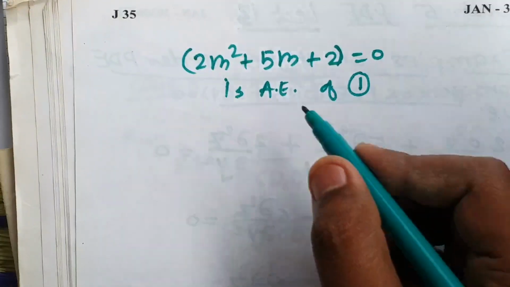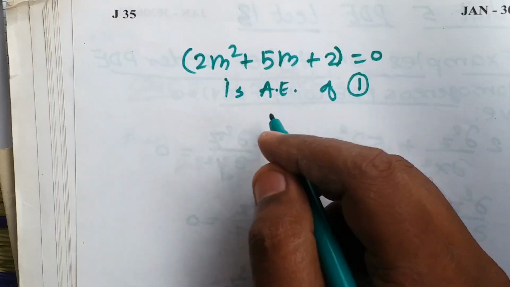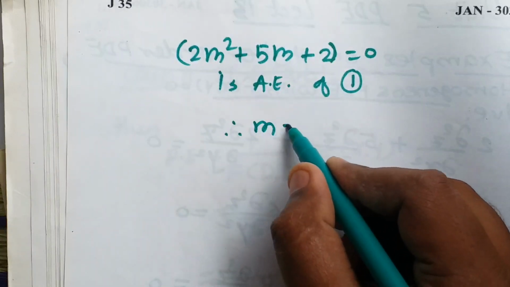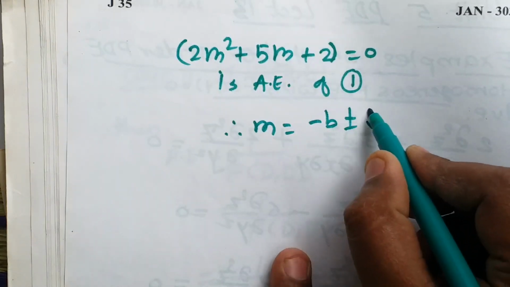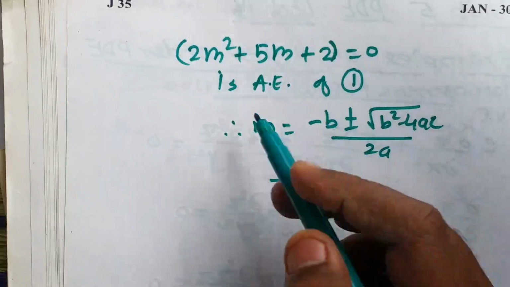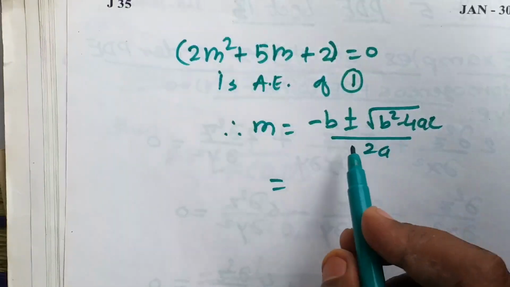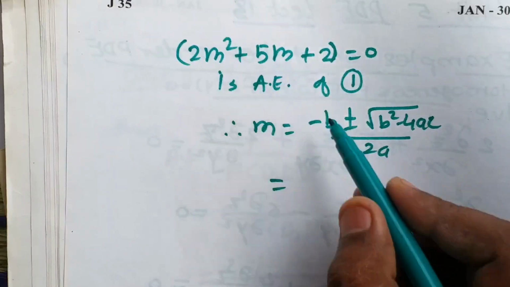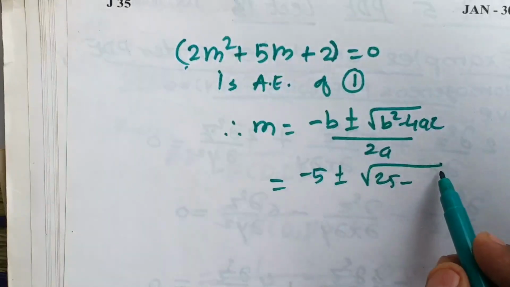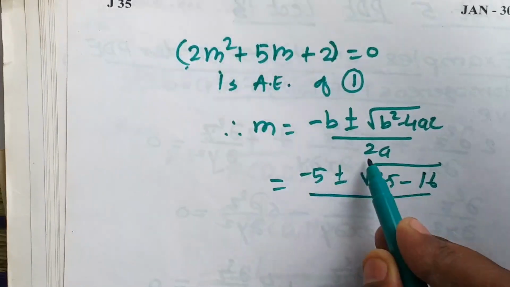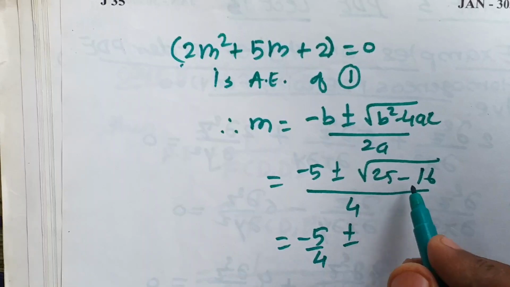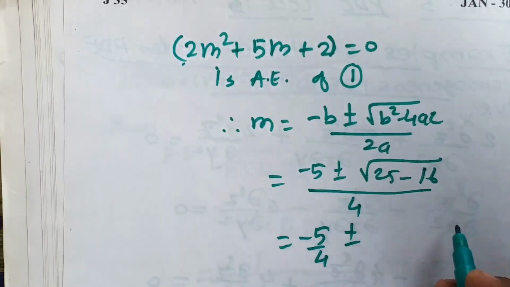Now find its roots. Depending upon the roots, we will write its complementary function, that is the final solution. For this second degree polynomial, the roots can be determined by the formula minus b plus minus square root of b square minus 4ac divided by 2a, where a, b, c are the coefficients of m square, m and the constant term. So minus b, the coefficient of m, is minus 5, plus minus square root of 25 minus 4ac, where a is 2 and c is 2, so 4 into 4 is 16, divided by 2a, that is 4. So it will be minus 5 by 4 plus minus square root of 25 minus 16, which is 9, and the square root of 9 is 3, so 3 by 4.